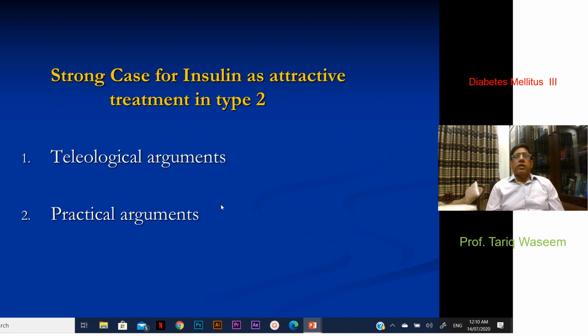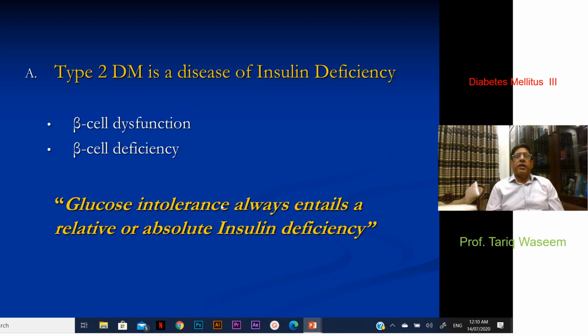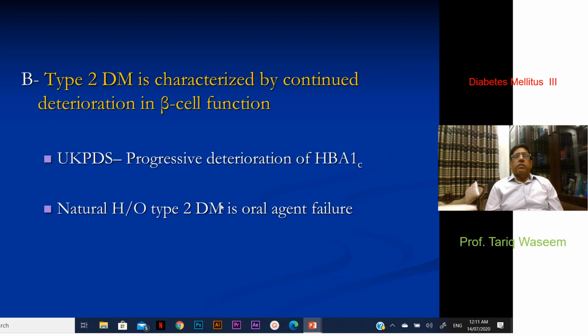So there is a strong case for insulin as an attractive treatment for type 2 diabetes mellitus. We know that type 2 diabetes mellitus is a state of insulin deficiency, which is either because of beta cell dysfunction, beta cell deficiency, or insulin resistance. And it is characterized by gradual deterioration in beta cell function, and there is definitely progressive deterioration in A1C with the passage of time. The natural history of type 2 diabetes mellitus is that at some stage there would be an oral agent failure.